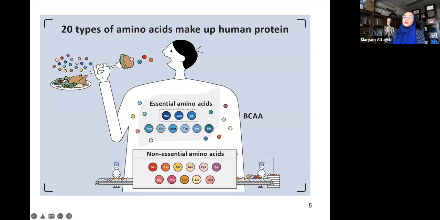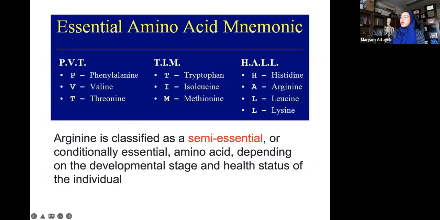And so we know there are 20 types of amino acids in total. Of those 20 types, we have essential and non-essential amino acids. So our essential amino acids we're going to talk about, and I have a mnemonic for you guys to remember them. And then you have non-essential ones as well. So non-essential means you can make them in the body. Essential means you have to obtain them from the diet. And so this is a mnemonic. This is the one that we've been learning since first year. And there's another one I'm going to add as well in case you guys don't like this one.